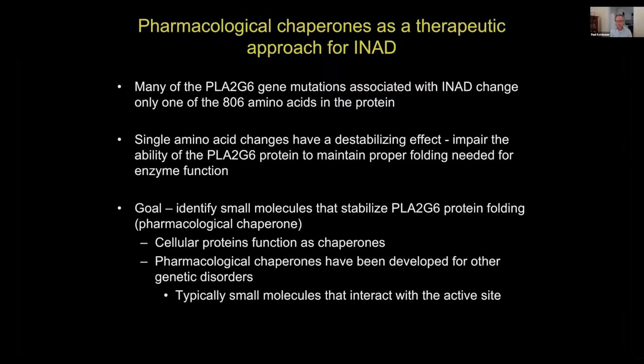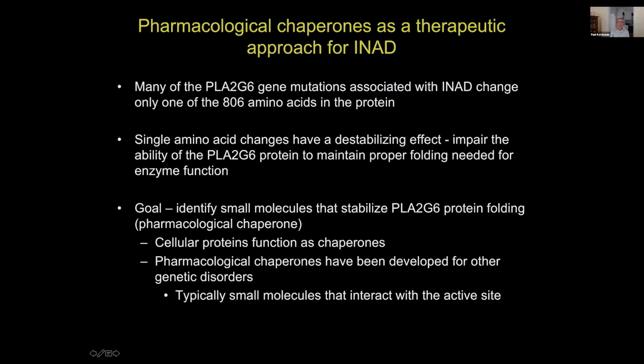So our pharmacologic chaperone approach seeks to, the rationale for the approach is that many of the mutations change only one of the 806 amino acids in the protein. This is not universal. There are some mutations that cause early frame shift or stop codon changes that are predicted to not produce full-length protein. But for those that do simply cause one amino acid change, these changes have a destabilizing effect, impairing the ability of the protein to maintain proper folding. And so the question is, can you identify molecules that would stabilize protein folding and allow them to function better?